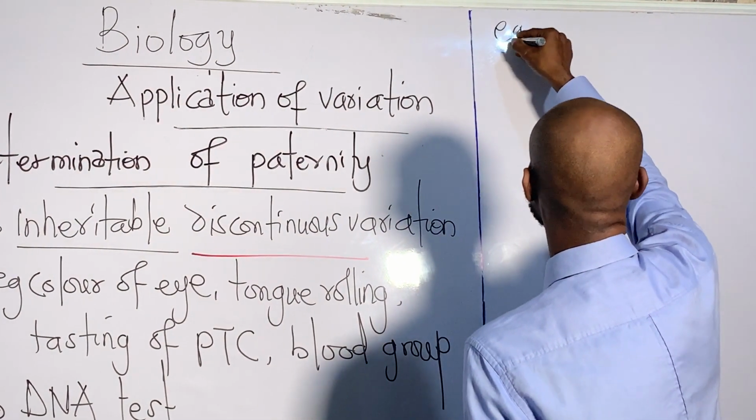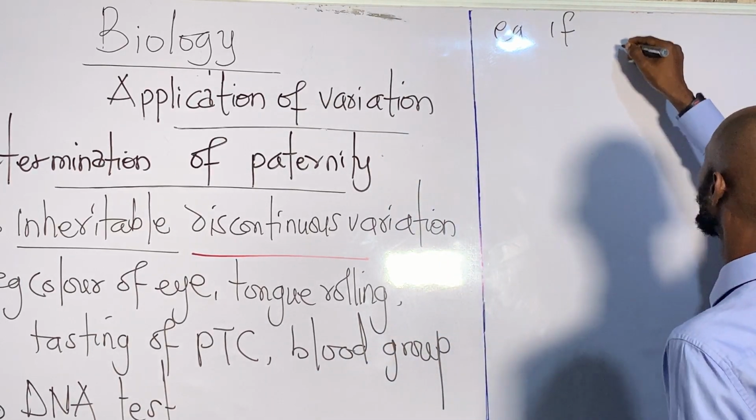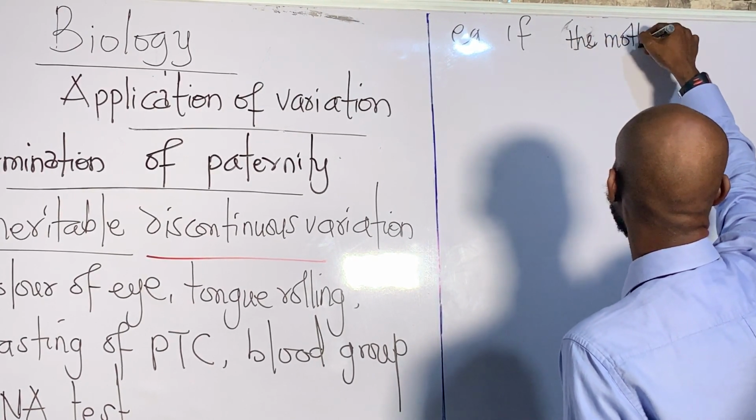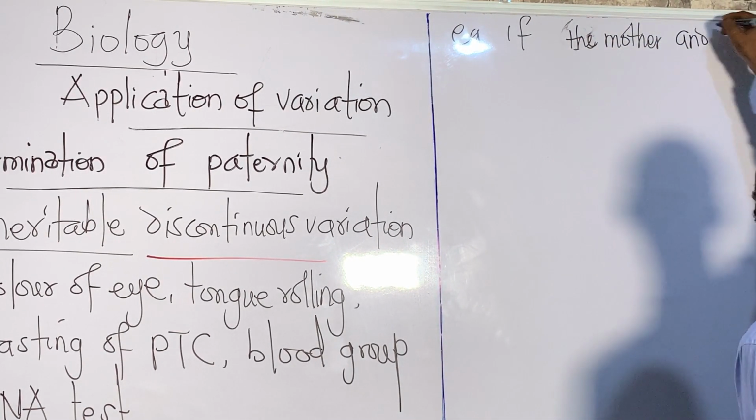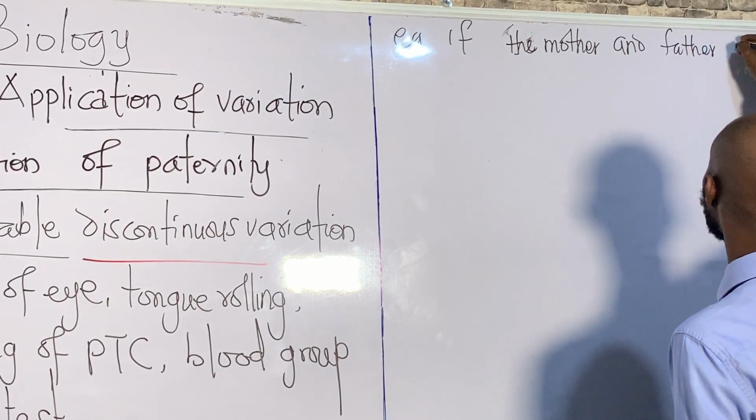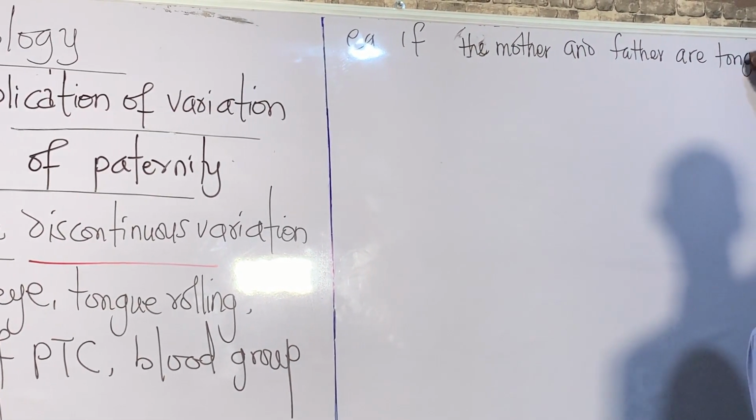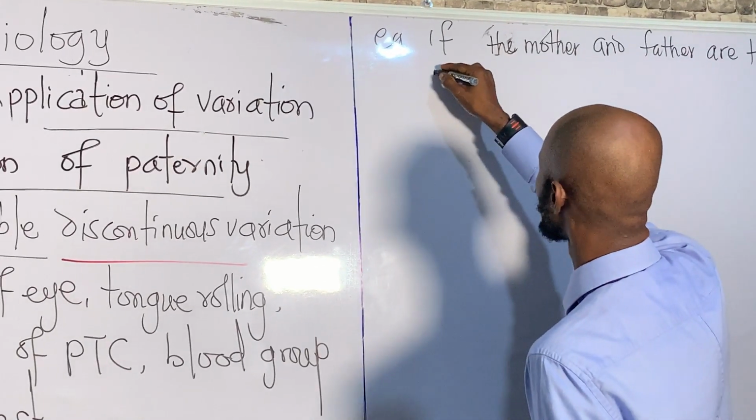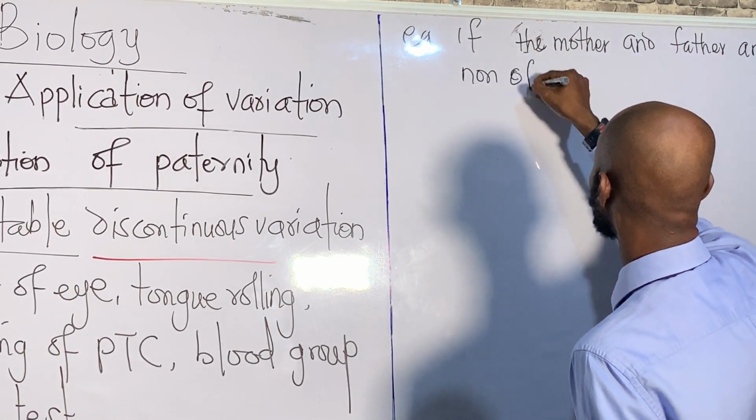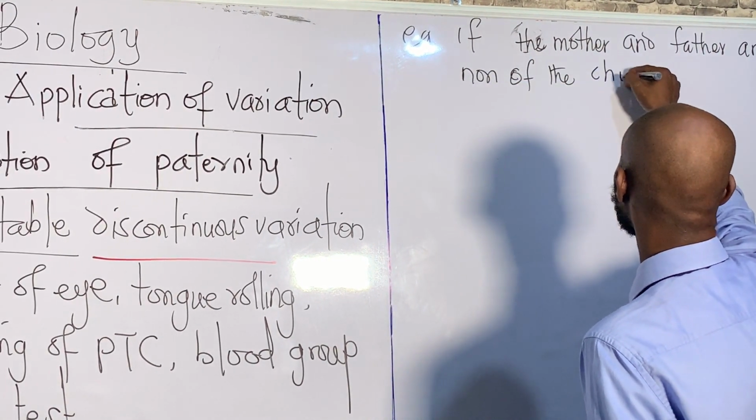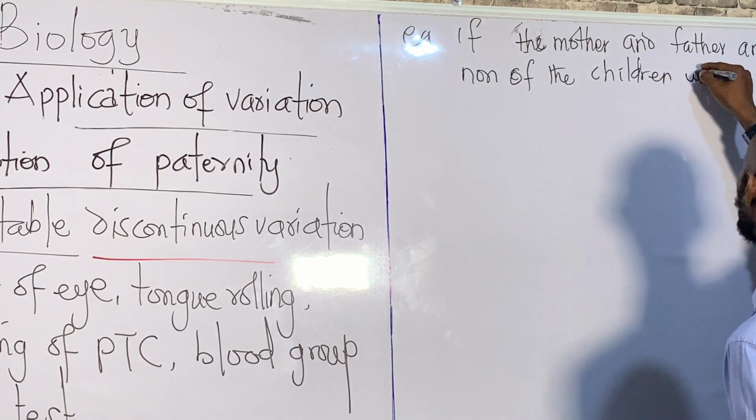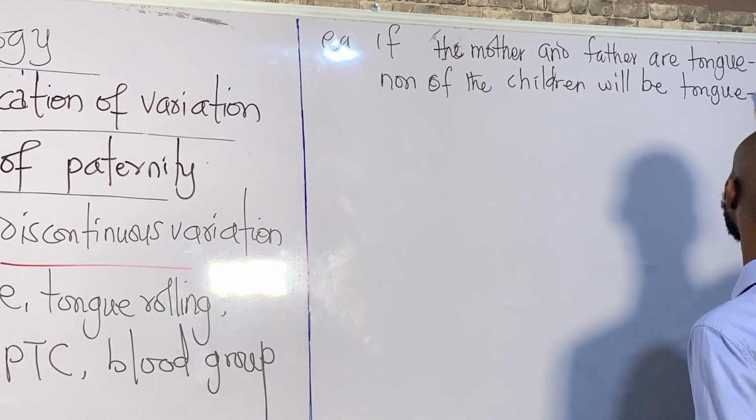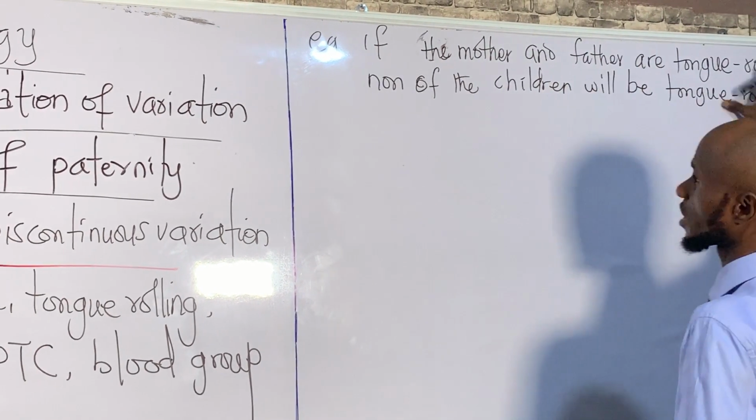Now let's give an example of how to use variation to determine the father of the child. So for example, if the mother and father are tongue rollers, then what will happen to their children? None of the children will be tongue rollers. This is just a conclusion.